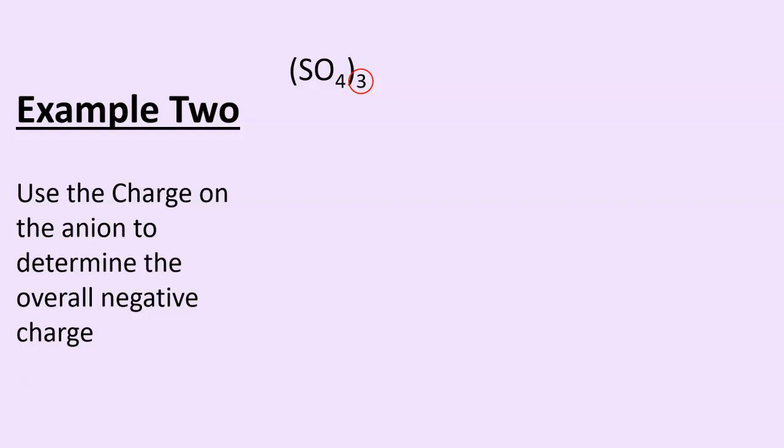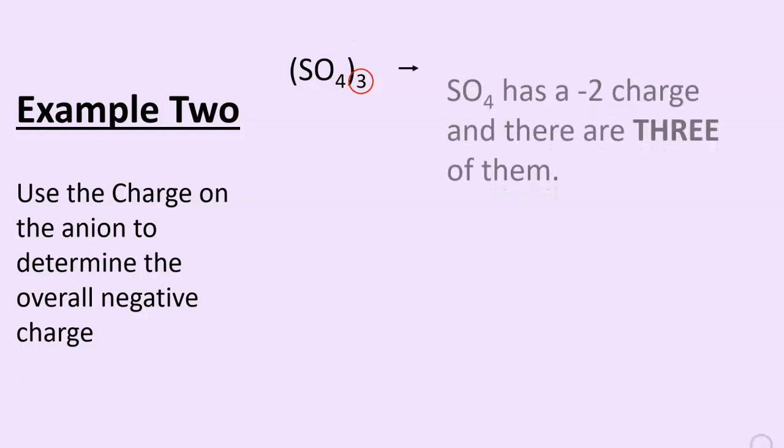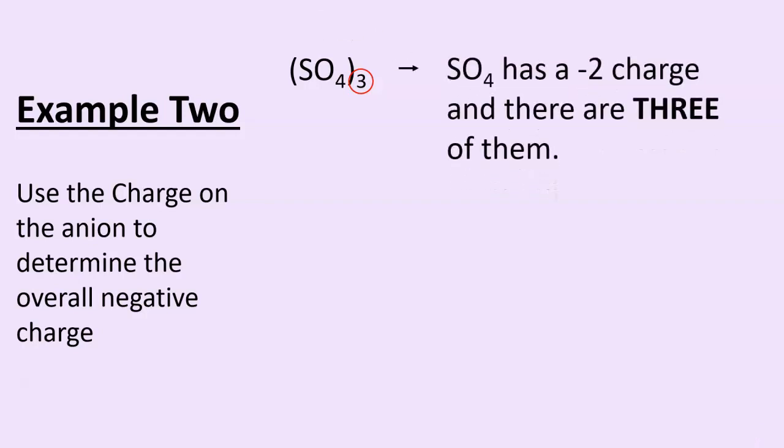So what you have here is a polyatomic ion. That polyatomic ion is SO4. There are 3 of those SO4s, so that's why that 3 is outside of the parentheses. It's telling you there are 3 of those compounds together, and I want to make sure you understand that. These are called subscripts. If you go to your polyatomic ion sheet, you'll find that SO4 has a -2 charge, and there are 3 of them.